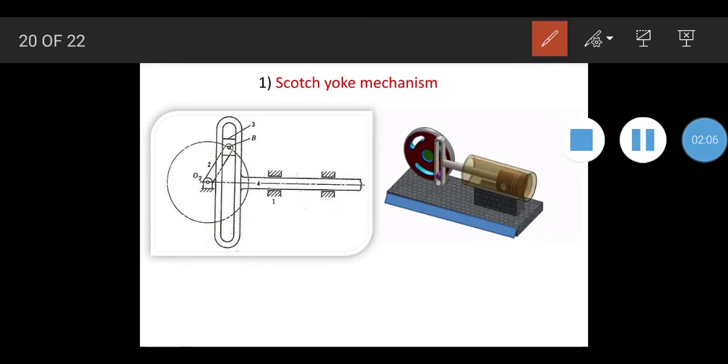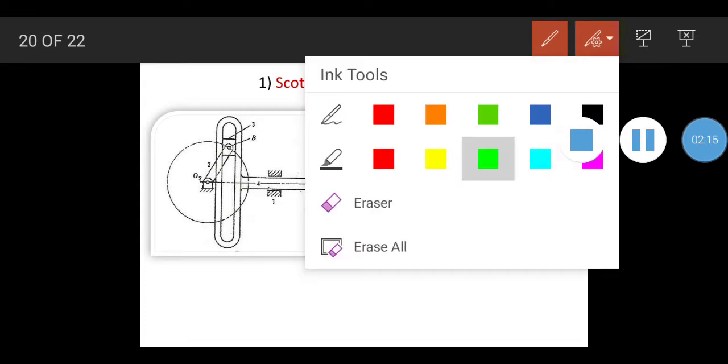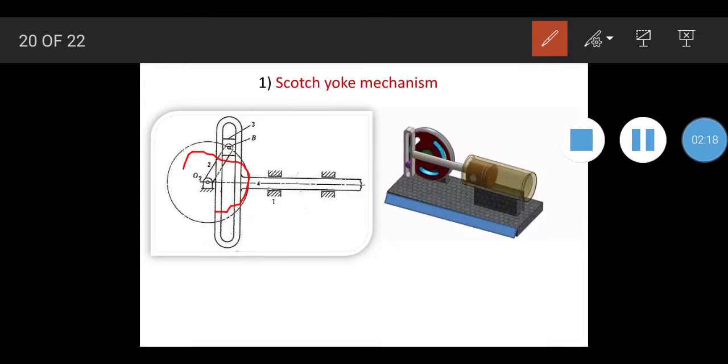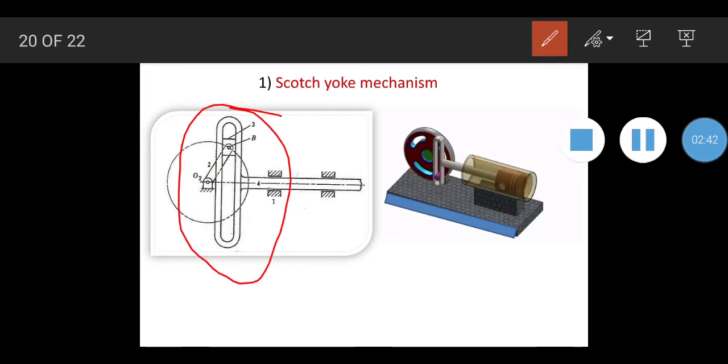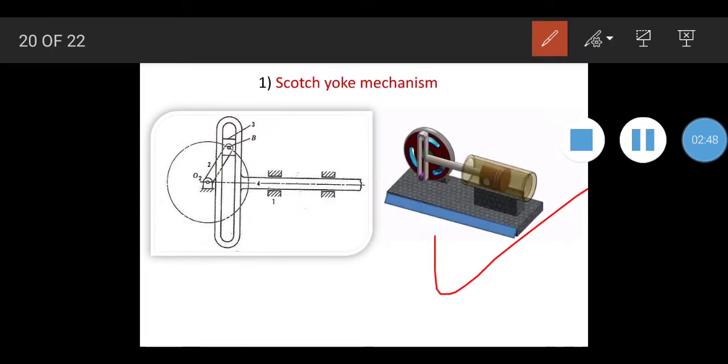Now, when link 2 rotates, the slider slides in the slotted link. What will happen is, when this rotates, this slider slides, and the other part, that is link 4, reciprocates in a guide bar. We can understand this mechanism with the help of this second figure.